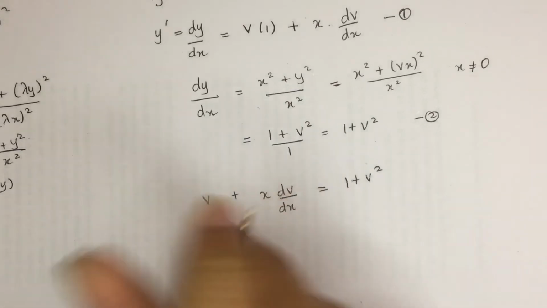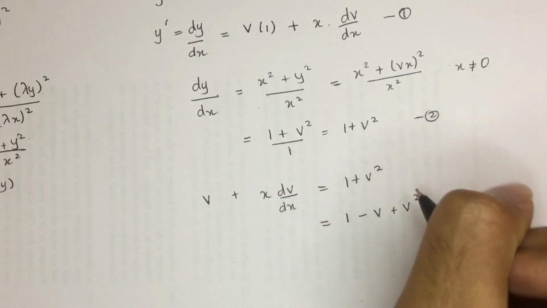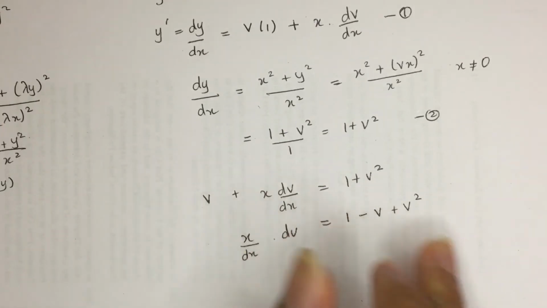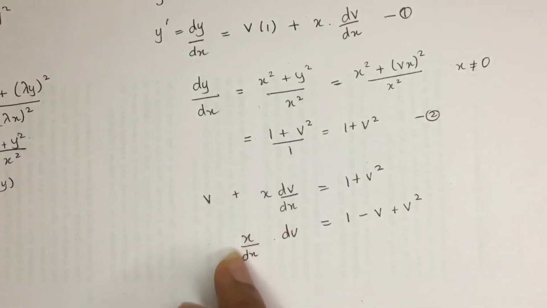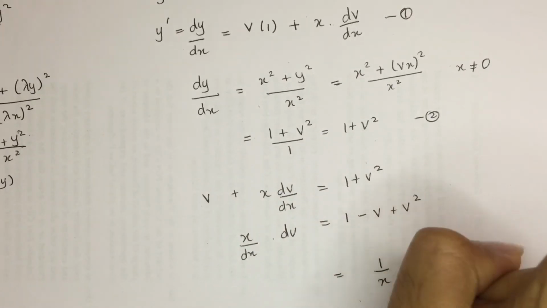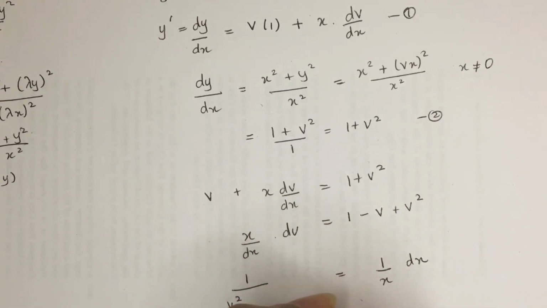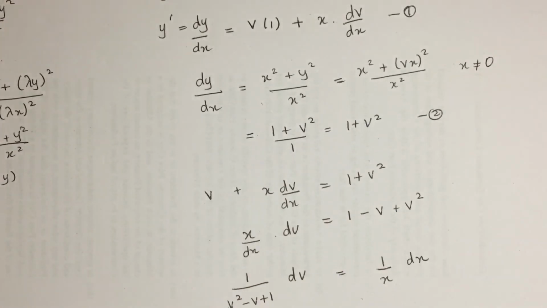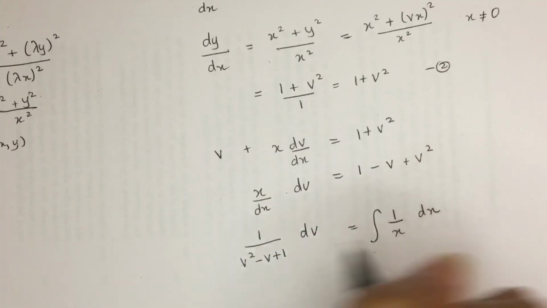That's very simple. So here I'm going to bring the v to the opposite side, so it's going to be 1 minus v plus v squared. Here you can see x dv over dx, so we need to bring this dv to the other side. We can directly write it like this: 1 over x into dx, and bringing this part over here, 1 over (v squared minus v plus 1), sorry, into dv. The final part is that we need to integrate that.